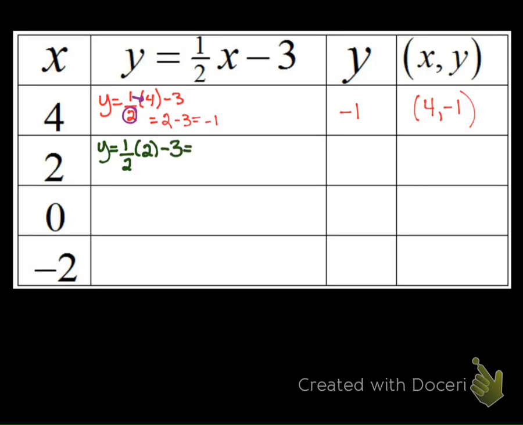Okay, so let's take a look at it. I'm going to take my numerator times my whole number. 1 times 2 is 2. 2 divided by 2 is 1. So 1/2 times 2 is 1. Or if you just use your calculator, you got 1. What do I bring down with that 1? Negative 3. What's 1 minus 3? Negative 2. So what's my output or my y? Negative 2. And my ordered pair? 2, negative 2. And that's where we'll stop.